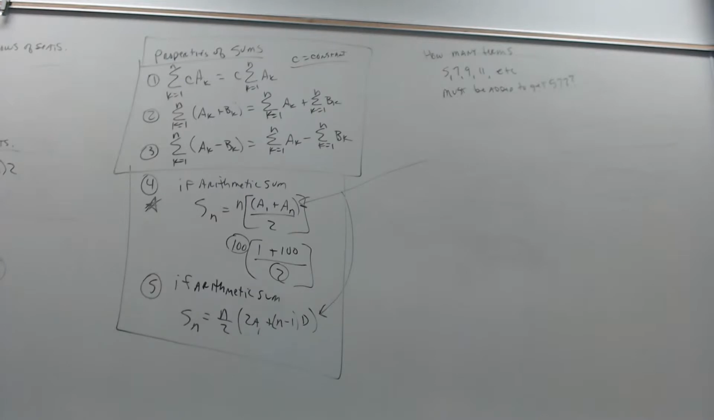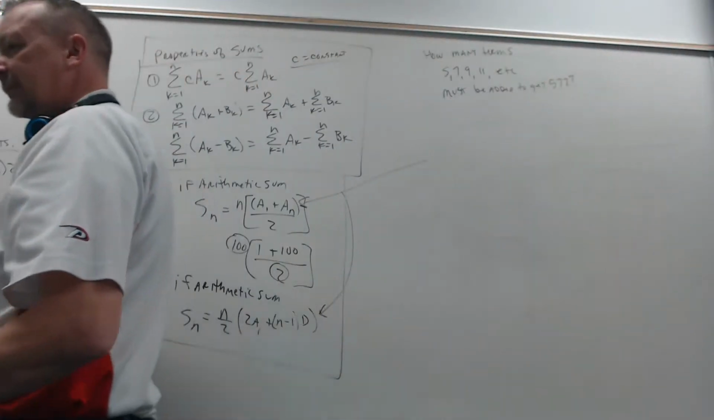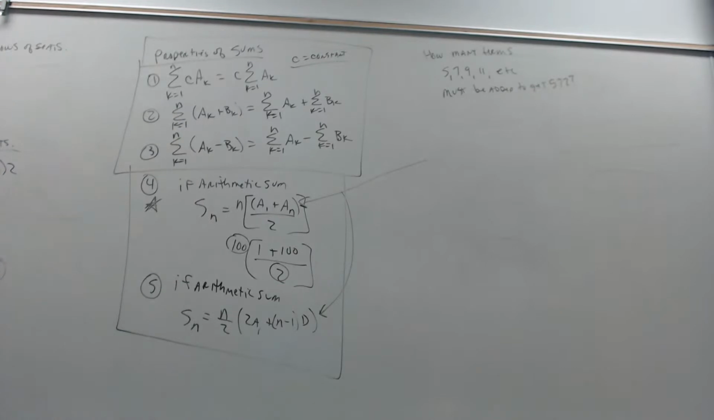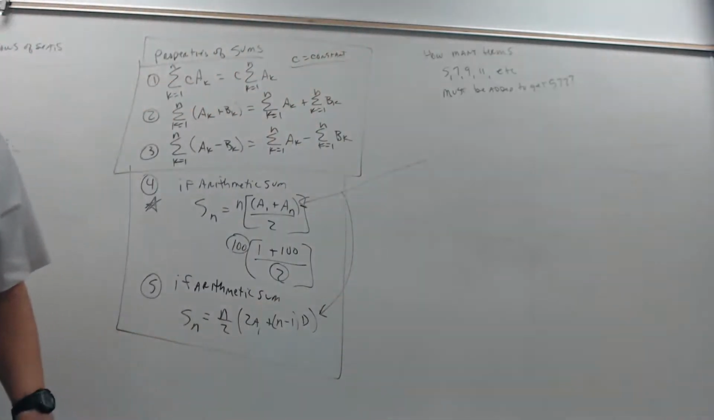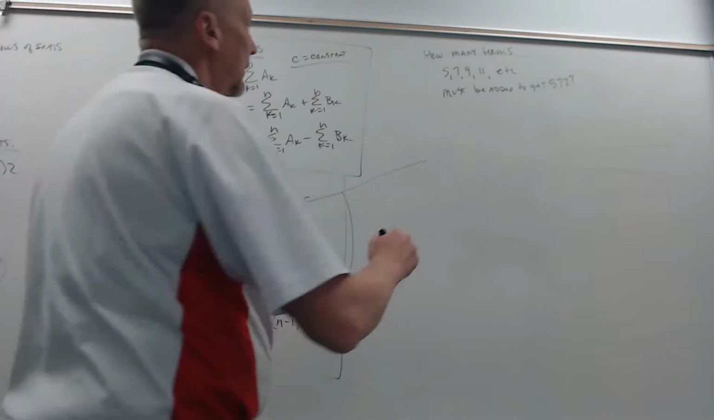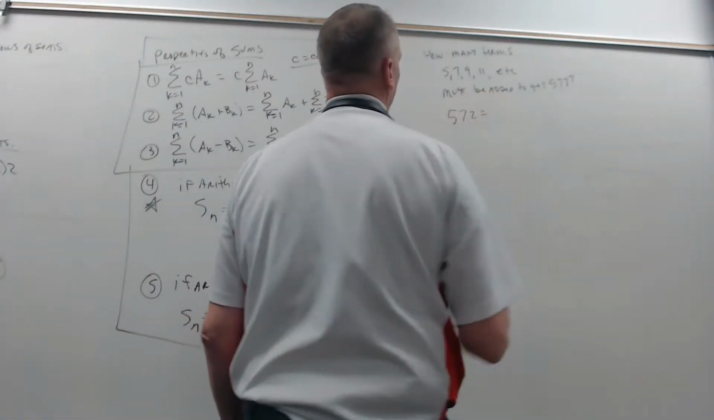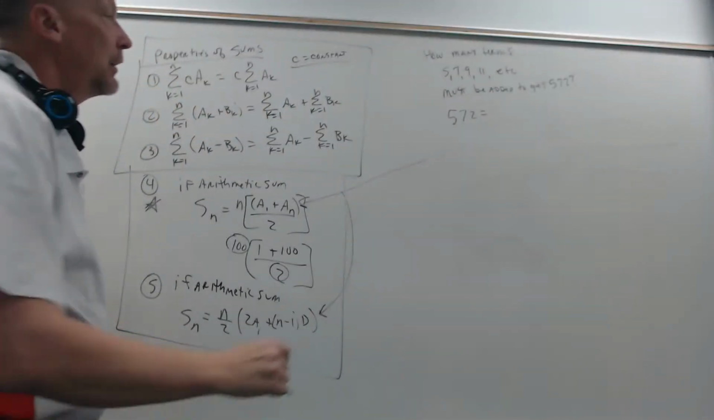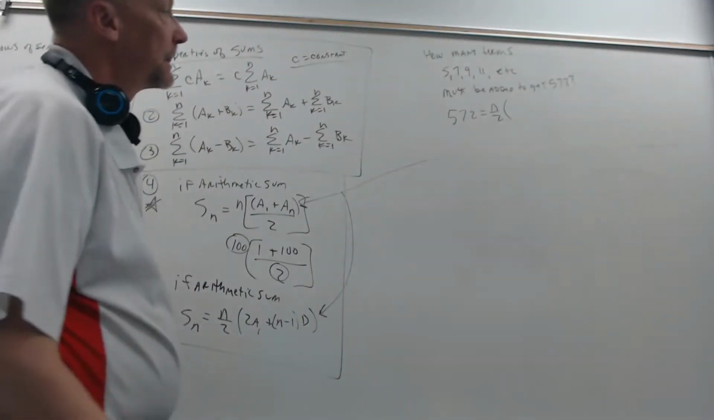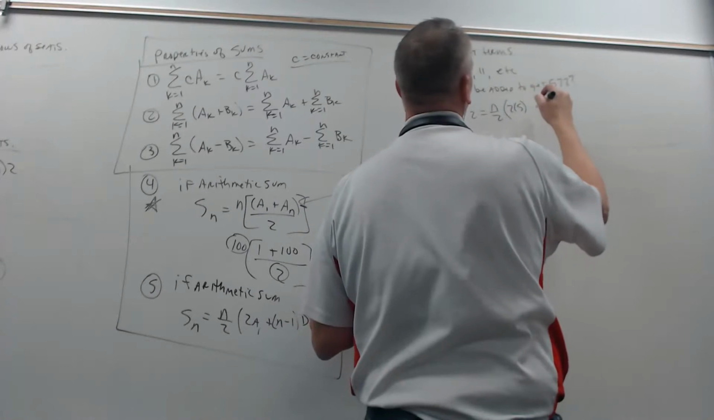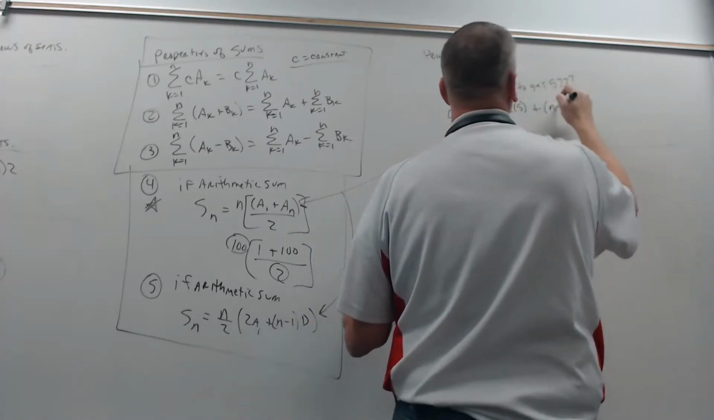Jonathan, you look like you wanted to do this problem. Set 572 equal to... So 572 equals n over 2 times 2 times 5 plus n minus 1 times 2.